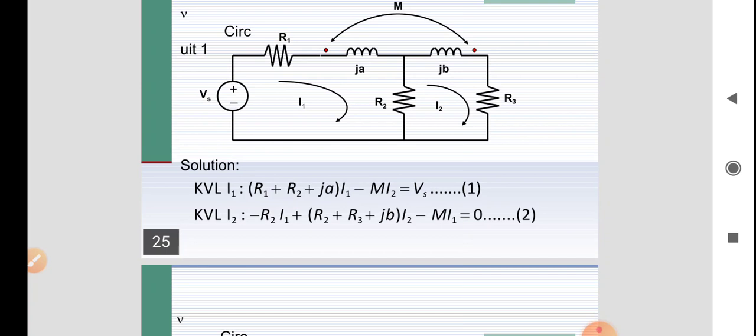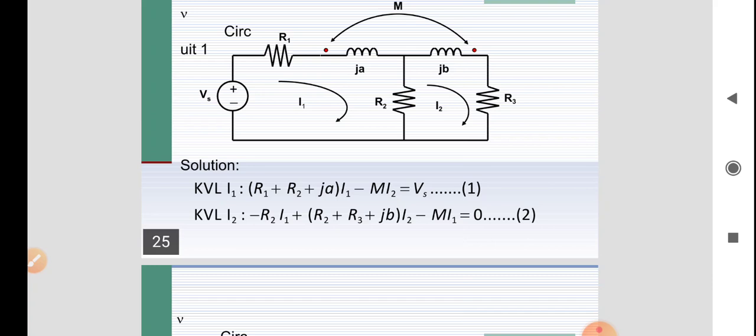The I1 current is flowing from dot to coil. So in the first loop we have one dot, and the current flowing through that dot is from dot to coil. But whenever we write the mutual inductance, we need to write the opposite current. Here the opposite current is nothing but the I2 current. So in the case of the opposite dot, the current is flowing from coil to dot.